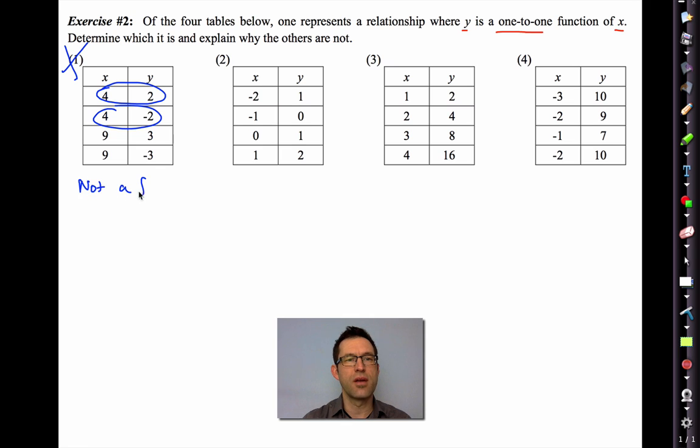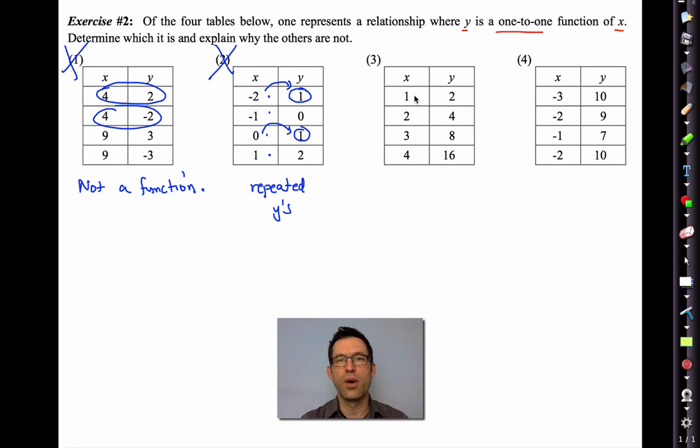A function, every input, every x value can only have one y value. But in this case, 4 goes to 2 and 4 goes to negative 2. Same thing with 9. 9 goes to 3, 9 goes to negative 3. Let's take a look at choice 2. Well, first, it's definitely a function, so all these x values are different. But it's not a one-to-one function because both negative 2 goes to 1 and 0 goes to 1, so repeated y's. No good.